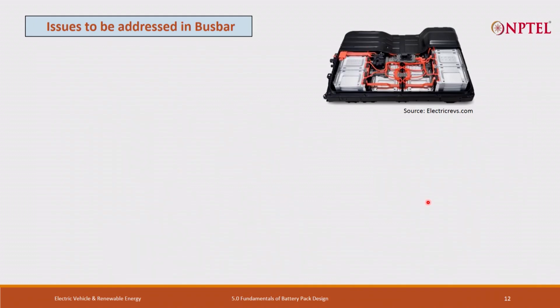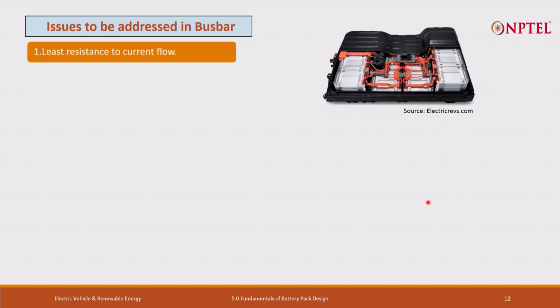Now, what are the issues that need to be addressed in a bus bar? The first one is least resistance to the current flow. The second thing comes, because if your resistance is high, what will happen? Your power delivery will not be efficient. Your bus bar will get heated up.